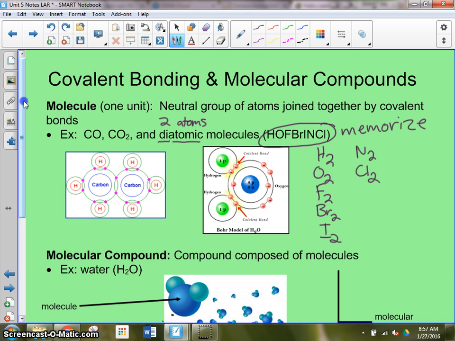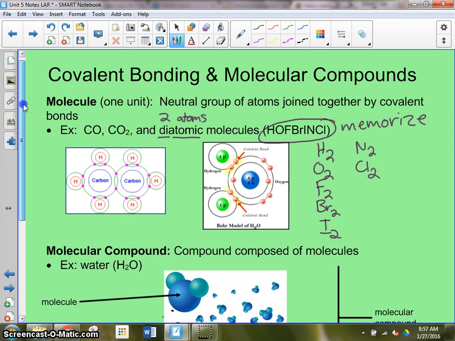You'll notice that they're all nonmetals, and they kind of make an L in the upper right section of the periodic table with the halogens, and then you add in the hydrogen. So all of these are more stable as two of their atoms bonded together than as single atoms.